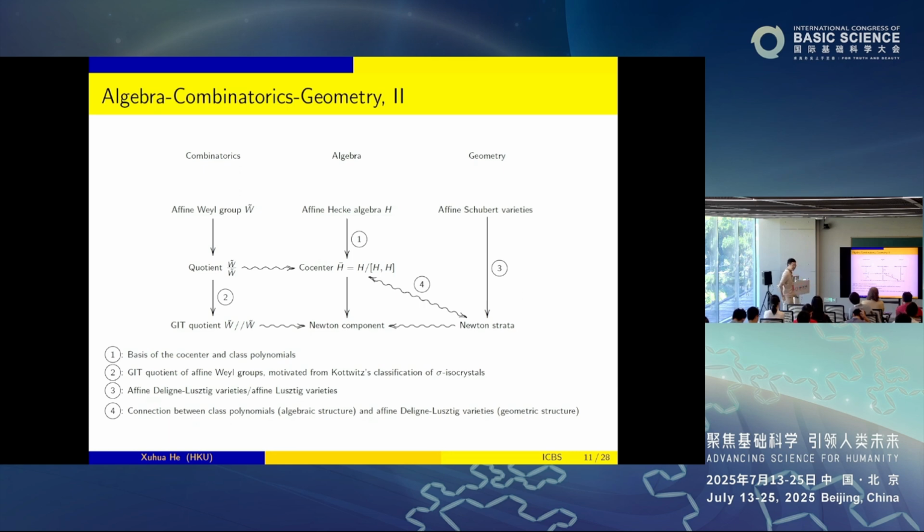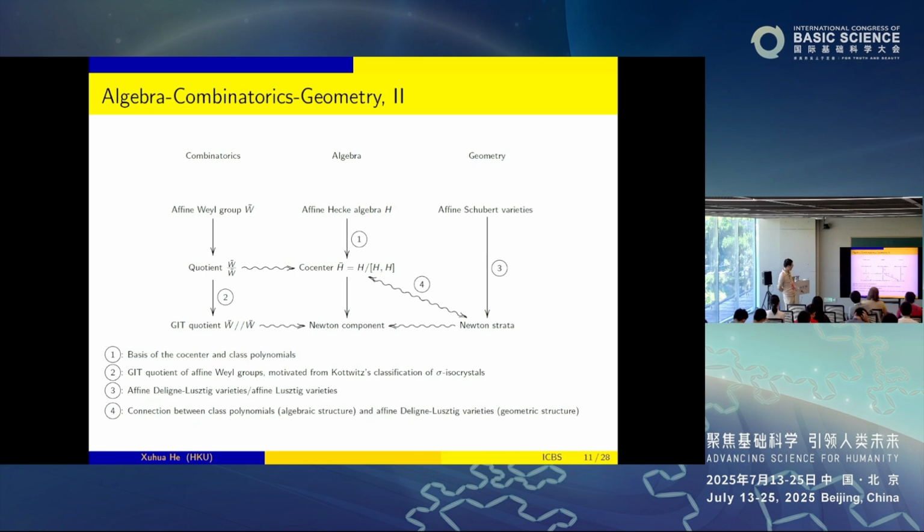Now let's come back. We have several arrows which connect these things, and I want to highlight some of the non-trivial ones. I put them as 1, 2, 3, 4. One is that once you have the affine Hecke algebra, you want to get its cocenter. The natural question is, what can we say about the cocenter? We are interested in the basis, and also in any element: how do we write it as a linear combination of the basis? This is part 2.